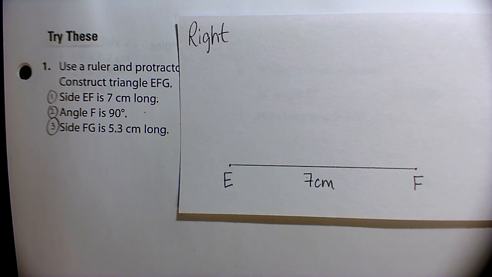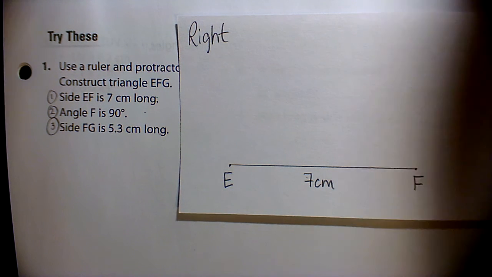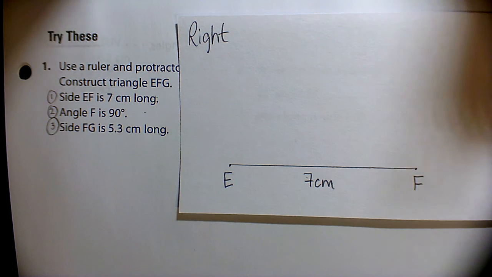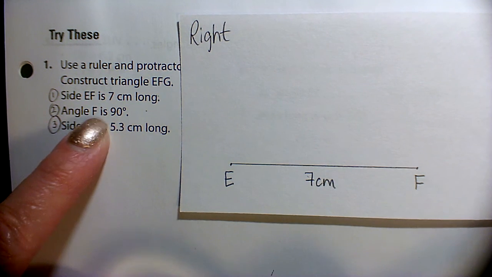let's check it out. So where do I put my 90-degree angle? Well, not on the left-hand side this time. I'm going to put it on the right-hand side where it says angle F.